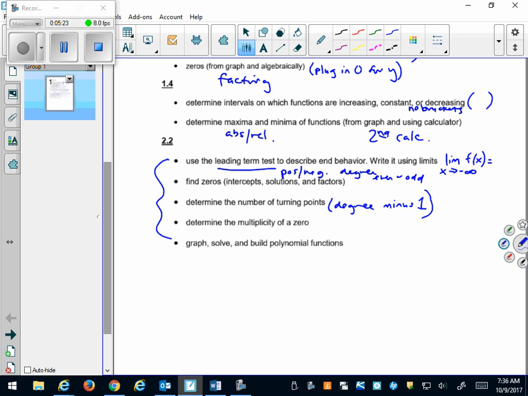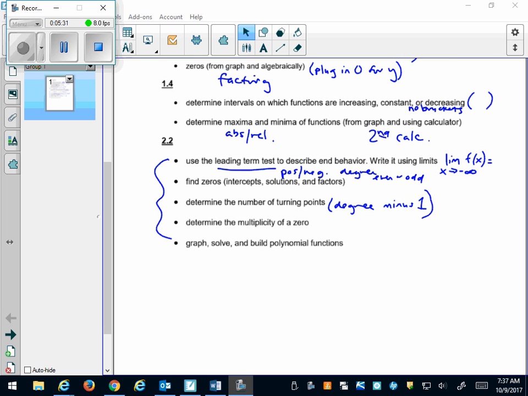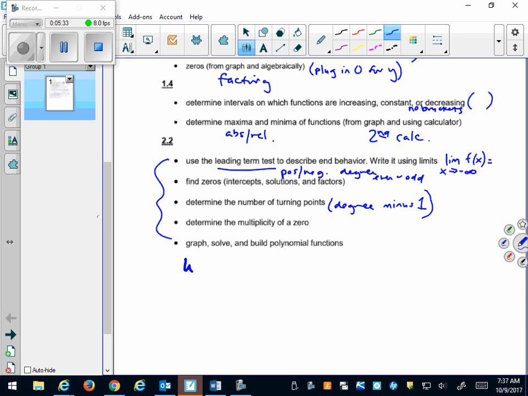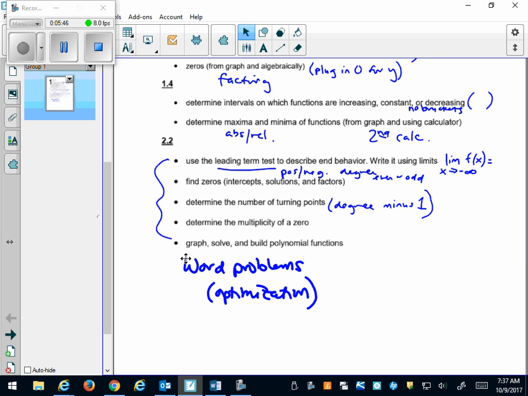So there will be a non-calculator section and a calculator section again. So don't forget to look at the word problems too. Optimization word problems. So maximizing volume or area or profit or whatever.